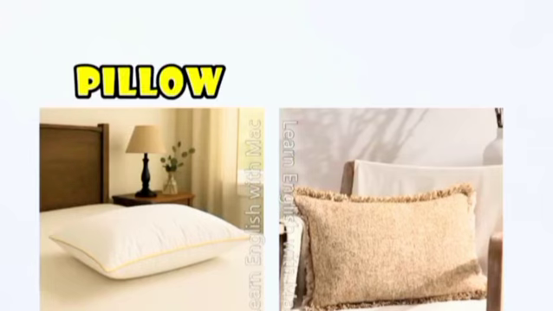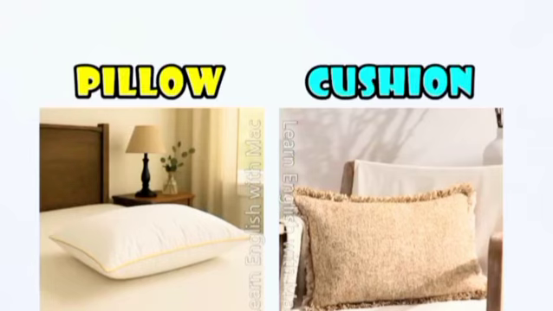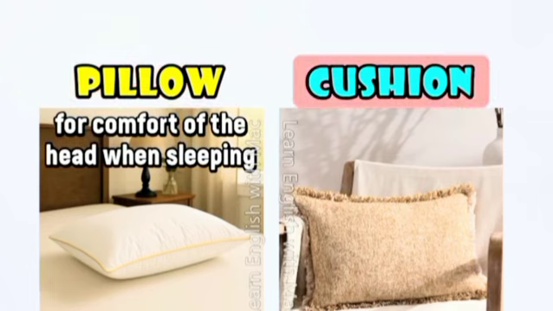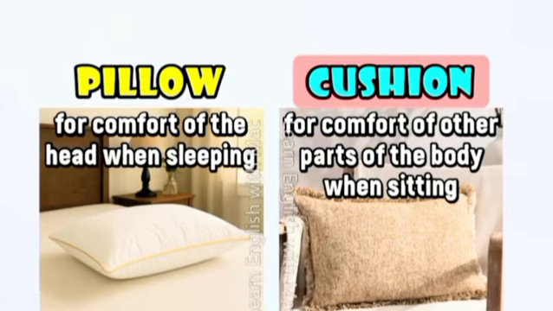This is a pillow, and this is a cushion. What's the difference? A pillow is primarily for comfort of the head when sleeping, whereas a cushion is primarily for comfort of other parts of the body when sitting, or simply for decoration.